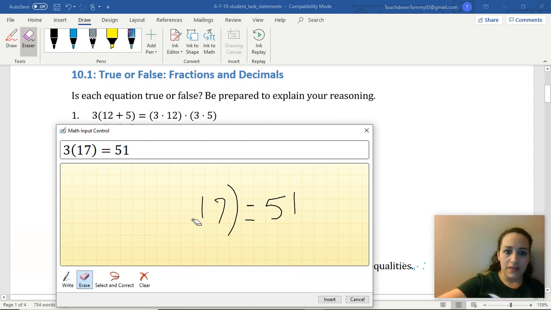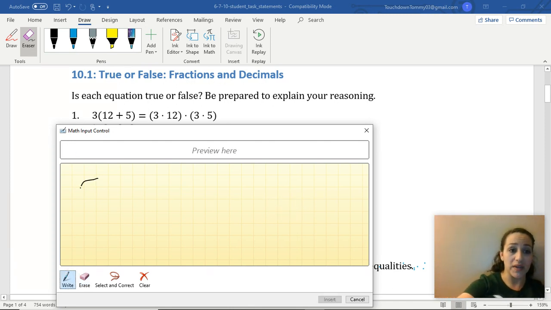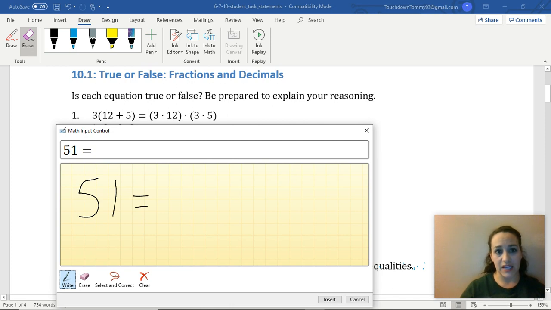And that tells us that the left side of this equation is 51. 3 times the quantity, 12 plus 5, is 51. Now, what we need to check and see is if on the other side of that equal sign, we also have 51. We hope it does, because if it does, it's true, it's correct. So we're looking to see if this is correct, it would be 51 equals 51.